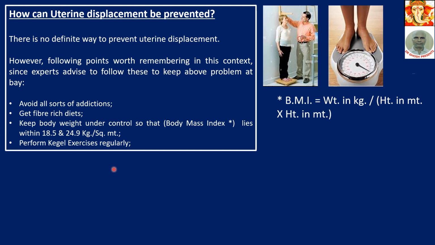And BMI, mind this, is the most important factor, much more important than actual weight. Actual weight doesn't convey anything, but BMI is a very important parameter to know the health status of a person. Keep body weight under control so that BMI lies within 18.5 and 24.9 kg per square meter. How BMI is calculated has been given on the right hand side: the weight in kg divided by height in meter square.